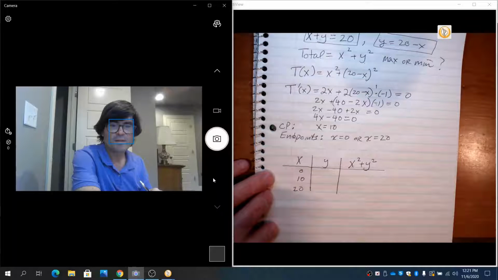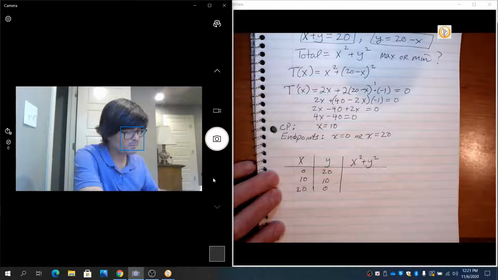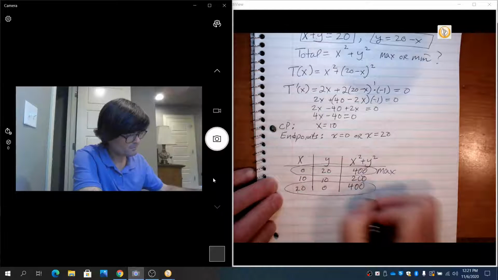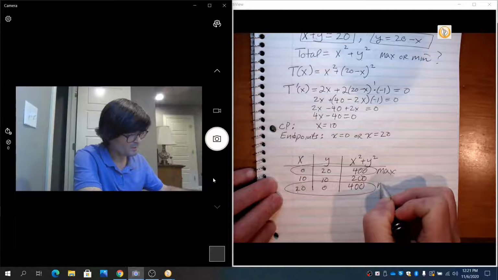If these add to 20, if x is 0, then y is 20. If x is 10, then y is 10. If x is 20, then y is 0. Let's look at the x squared plus y squared. This first one is 0 plus 20 squared, 400. 10 squared and 10 squared, 100 plus 100 is 200. And 20 squared is 400 plus 0 is 400. These are maxes. They're local maxes. They're not global maxes, but then we have a min right there.